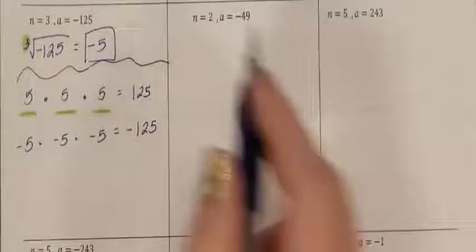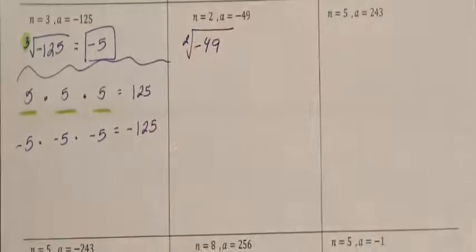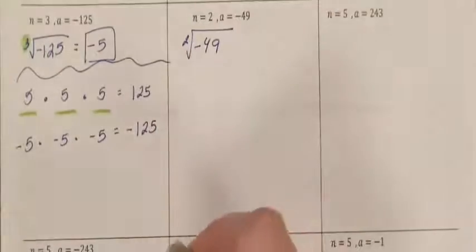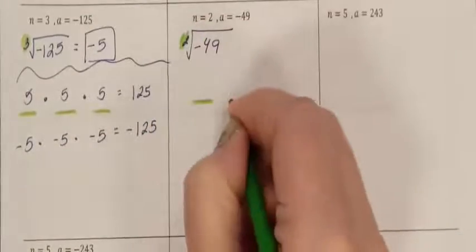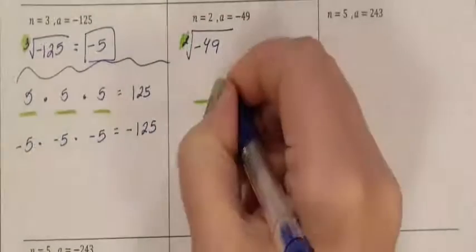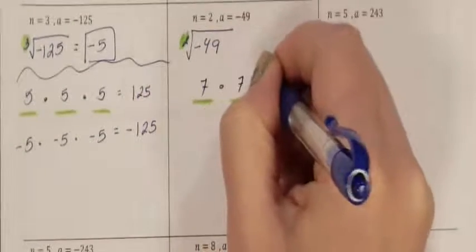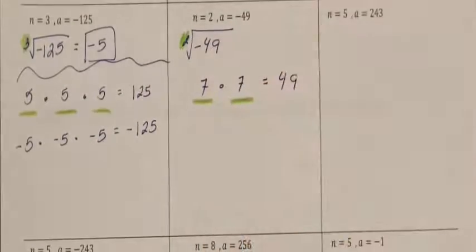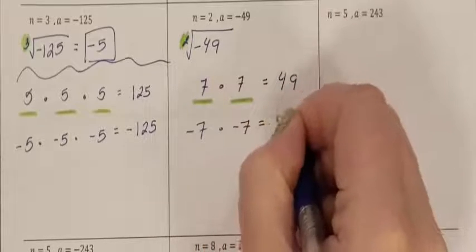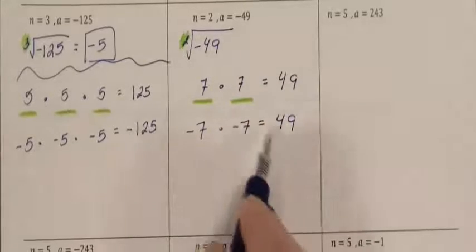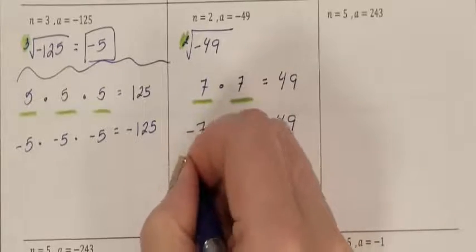Next problem. The root is a 2. So I'm looking for the second root of negative 49. So what one number do you multiply together 2 times, 1, 2, to get negative 49? Well, 7 times 7 gives me a positive 49. Negative 7 times negative 7 would also give me the positive 49. Neither of them gave me the negative 49 that I needed. So you have no real solutions here.